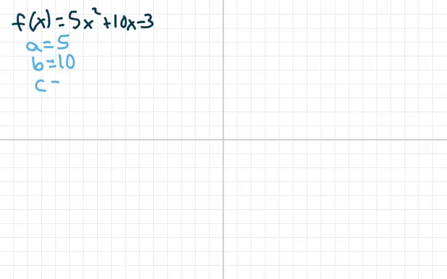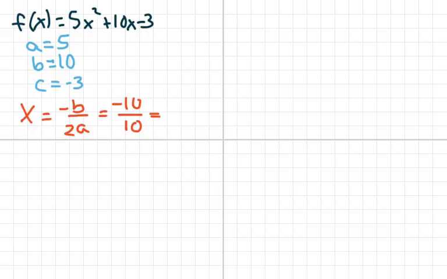Okay, my C is negative 3. So my axis of symmetry is x equals negative b over 2a, which is negative 10 over 2 times 5, which is 10. So that's going to yield negative 1. So we go to negative 1 here. I have to do it this way or my line will be crooked. So x equals negative 1.